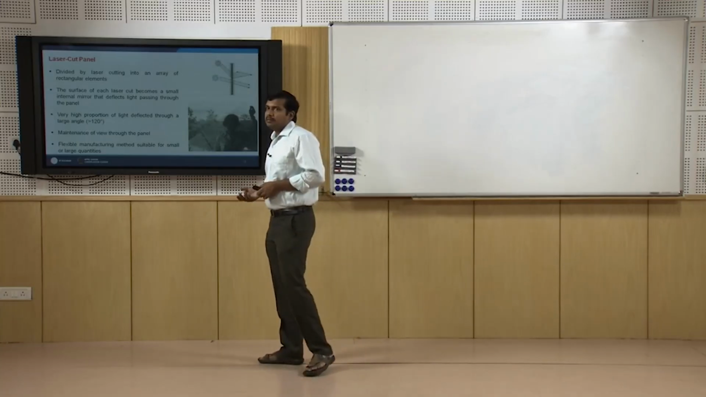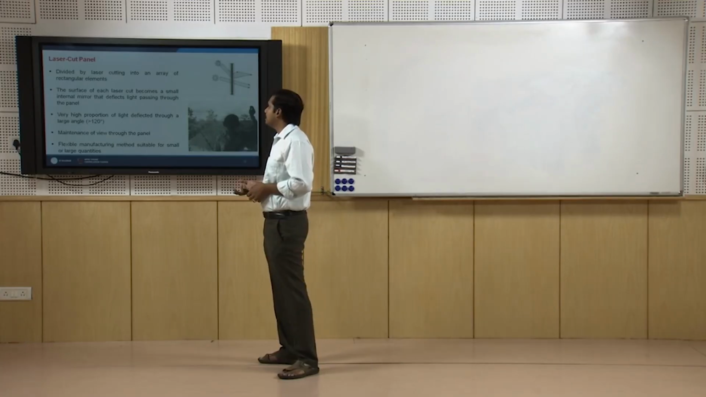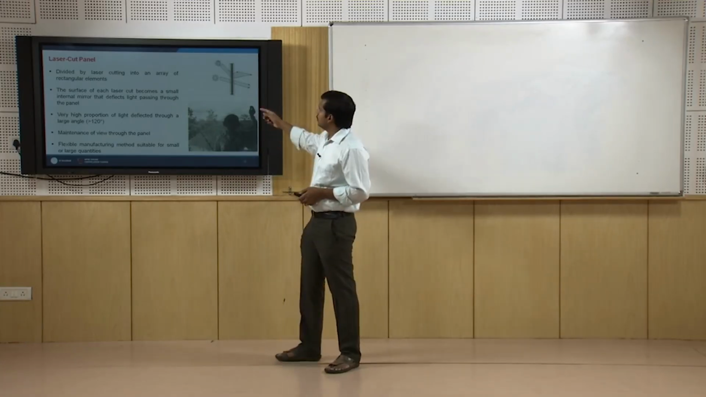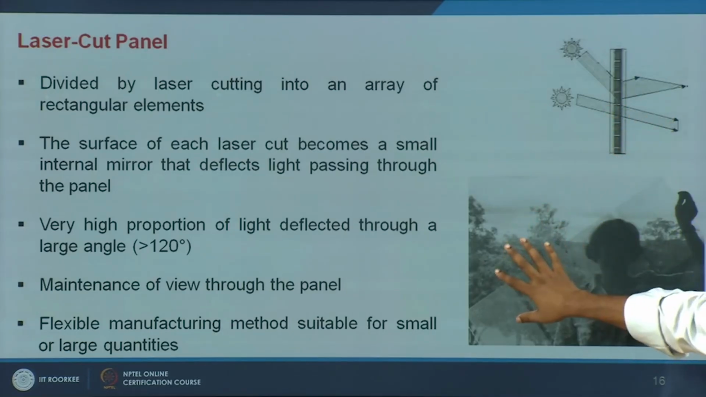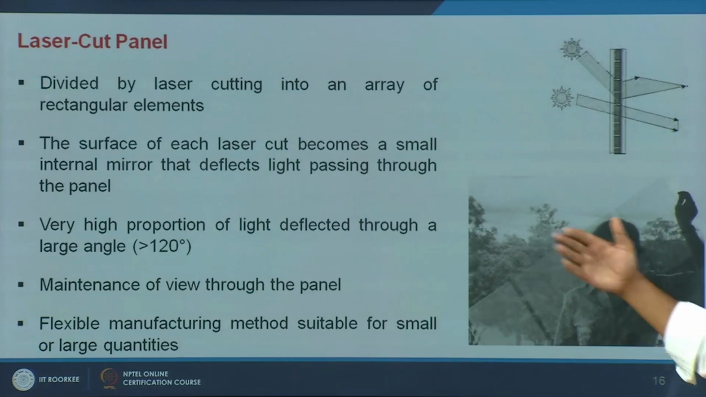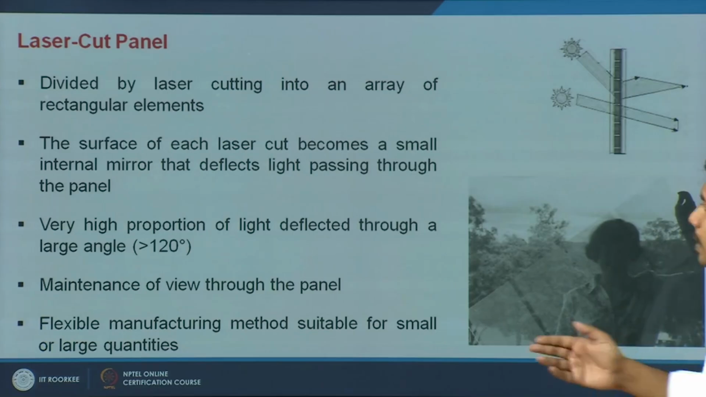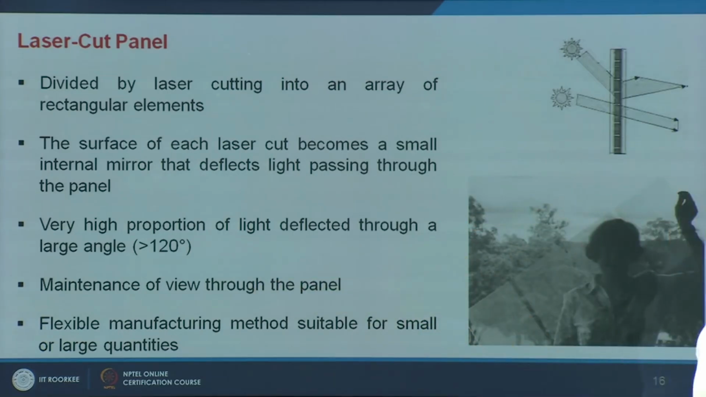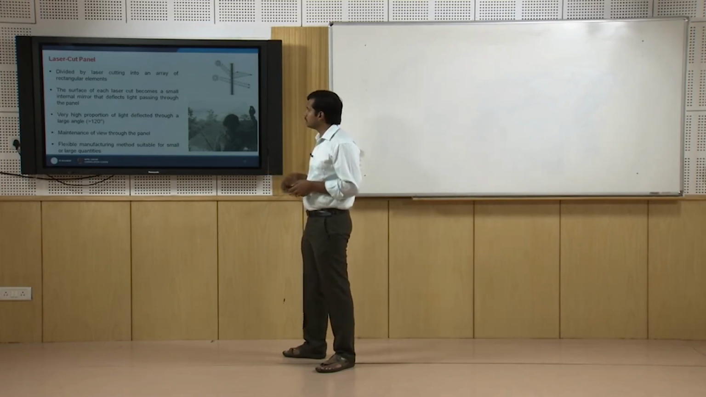One of the emerging things, on which a lot of research is being conducted, is this type of system. Some products are also available in the market. These are laser cut panels. Typical rectangular arrays are cut within the panel. The main advantage here is they give you unaffected or less affected views. The views are maintained, so the glass itself is like see-through glass, you do not have any concerns about it, but still it is able to reflect or deflect through a very large angle. It also gives you flexibility of manufacturing in small or large quantities.